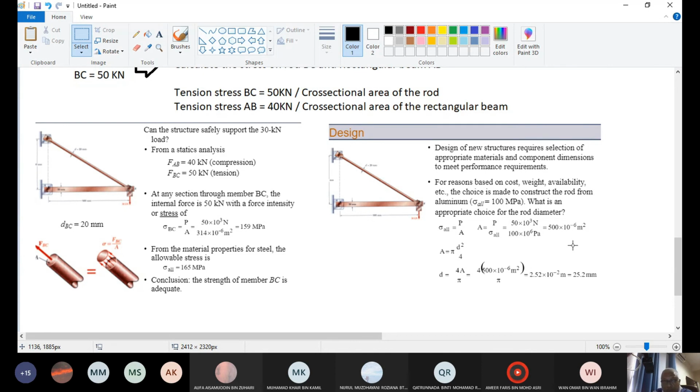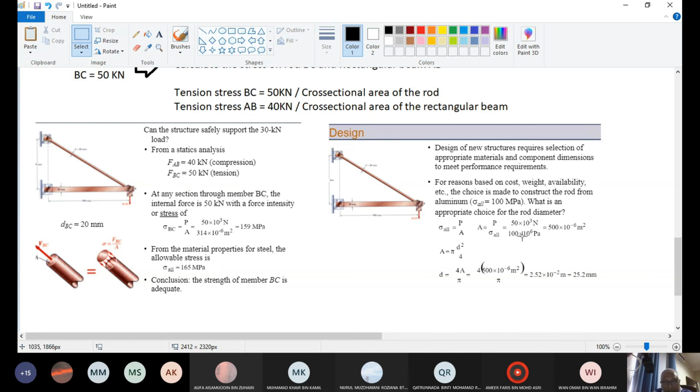What you need to do? If you want to choose aluminium, still wanted to use aluminium for some reason, you need to change the stress. How you need to change the stress? You need to lower this 159. You need to lower the stress so that the stress will be below 100 megapascal. How to change the stress? You increase the area. As the area here become higher, the stress become lower.